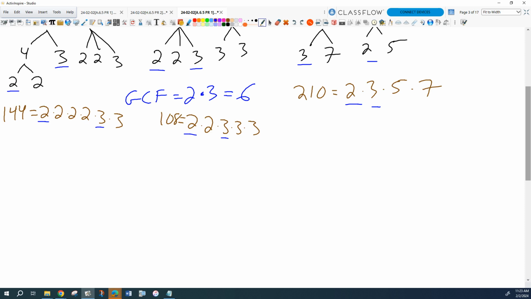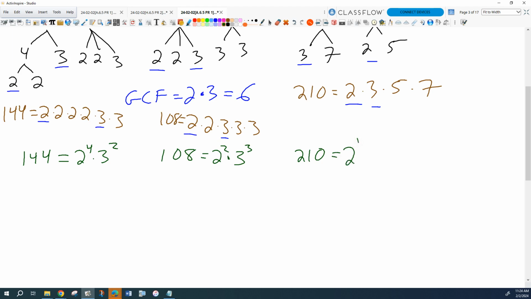What's a better way of saying all that stuff? What's a better way of saying 2 times 2 times 2 times 2? 2 to the 4. So 144 is 2 to the 4 times 3 squared. And 108 equals 2 squared times 3 cubed. And 210 doesn't change, it's as simple as we can get it: 2 to the 1 times 3 to the 1 times 5 to the 1 times 7 to the 1.